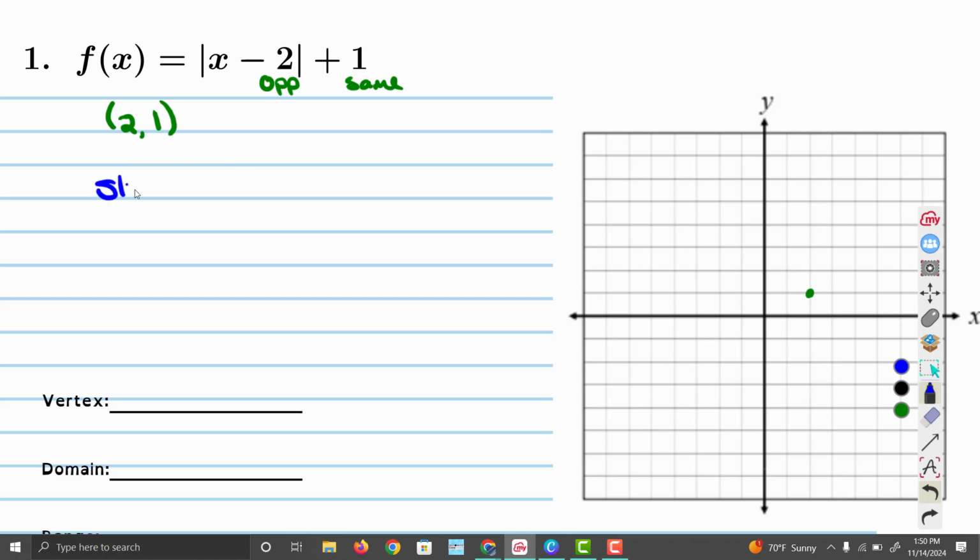So my slope going to the right is going to be whatever this number is, so 1 over 1. And so if I'm going right, that means I need to go up. So right 1, up 1, until I run out of graph. My slope going left, on the other hand, is going to be the opposite, so negative 1 over 1. Again, I'm going to go up and go to the left.